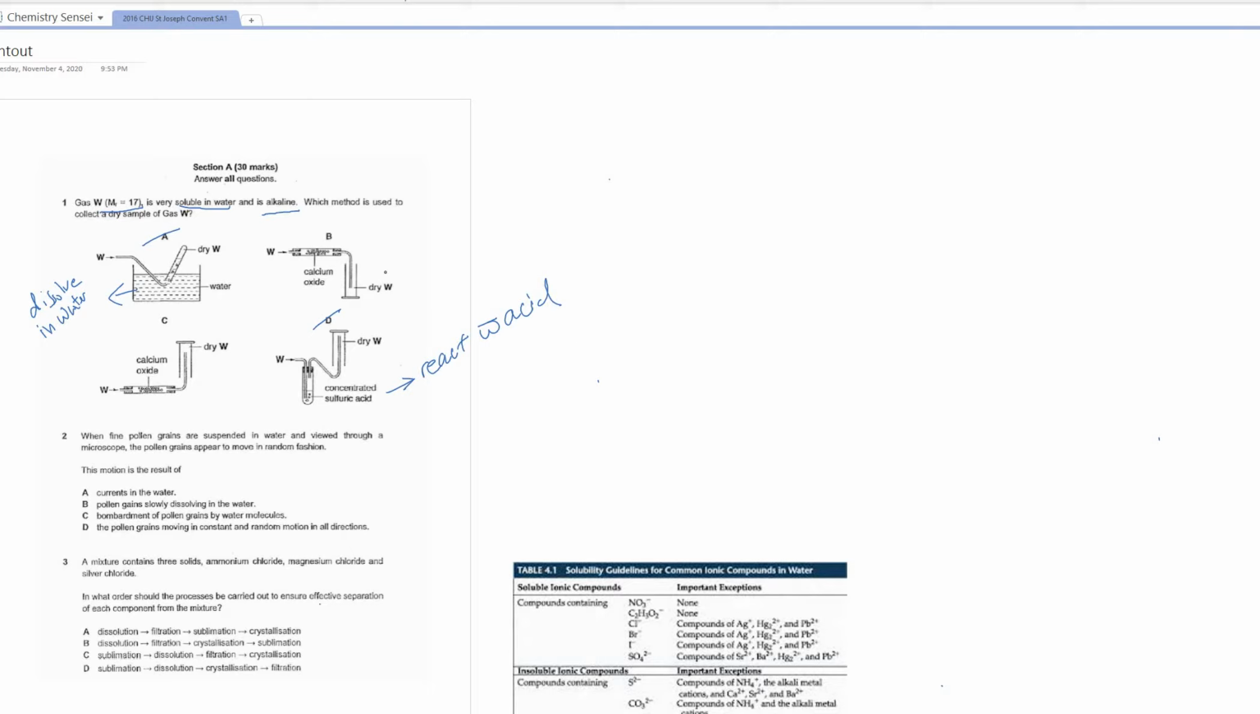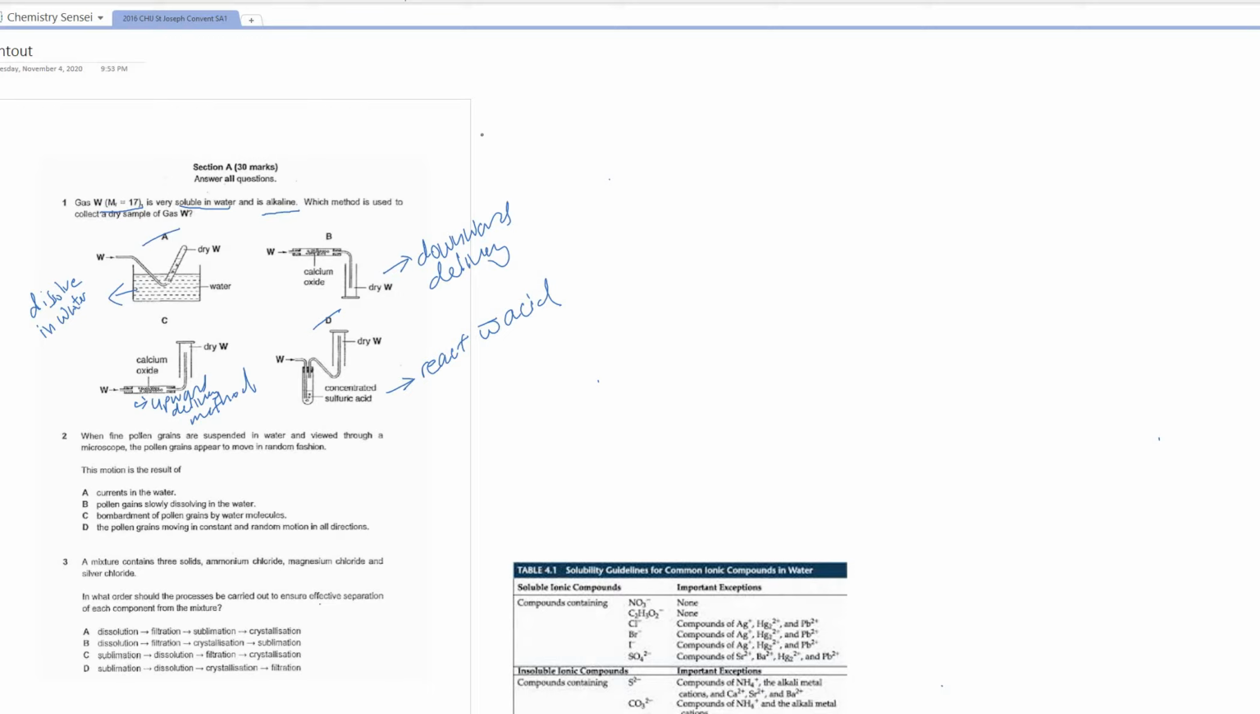So which option should we use? Should we use the downward delivery method, or should we use the upward delivery method? We have to determine if gas W is denser or less dense than air. How do we do that?